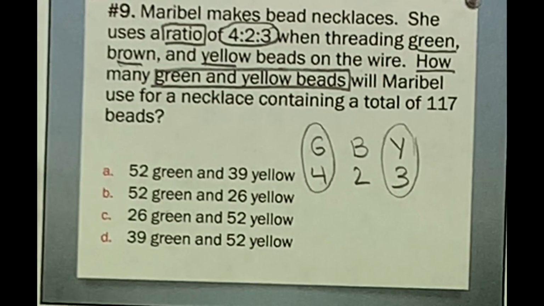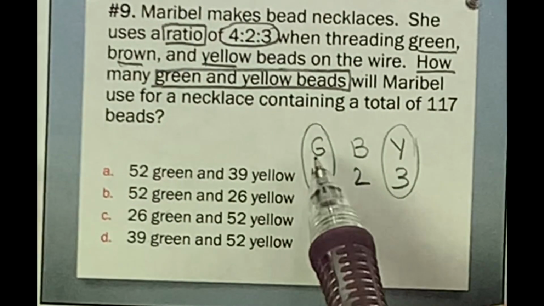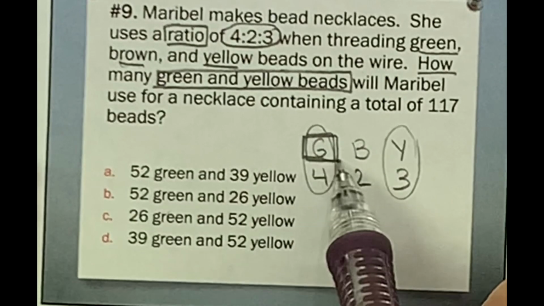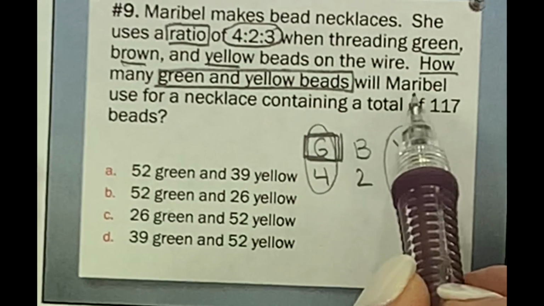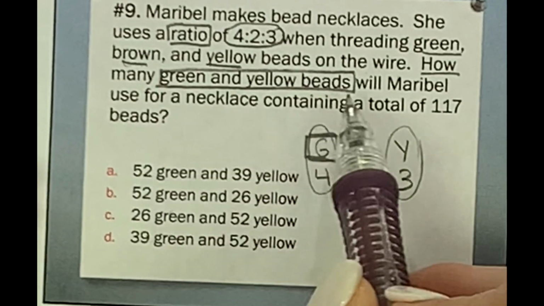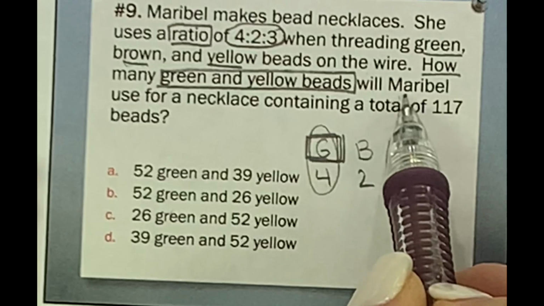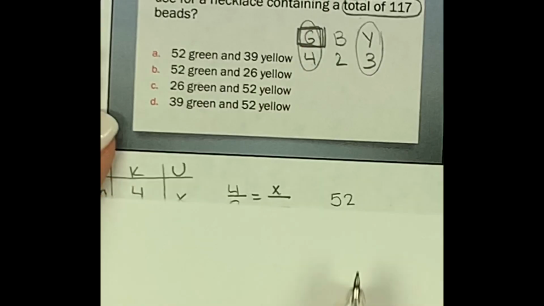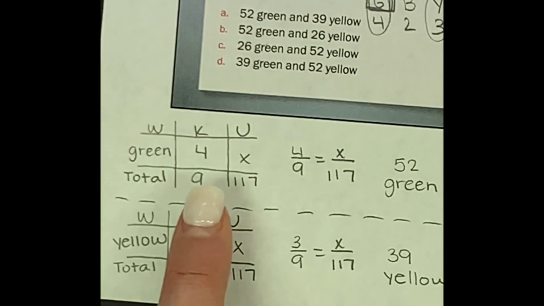And so now I have to decide, what are my words? Well, whenever I do one of the WKUs, let's say I'm doing green. Well, one of my words, of course, is going to be green. But then I have to decide, what is that second word? So right here, they want to know how many beads will she use for that has a total of 117? My other word is total. Okay, so when I did it, here's my WKU for green.